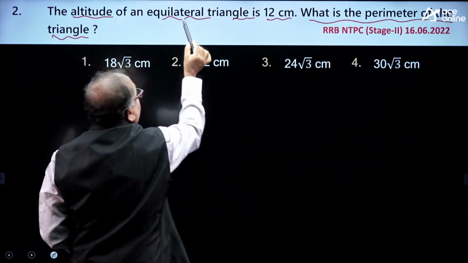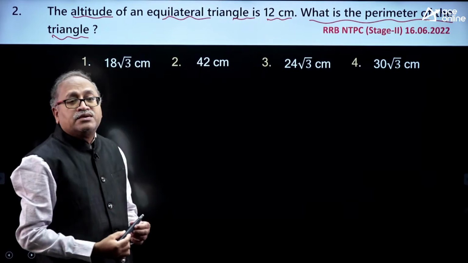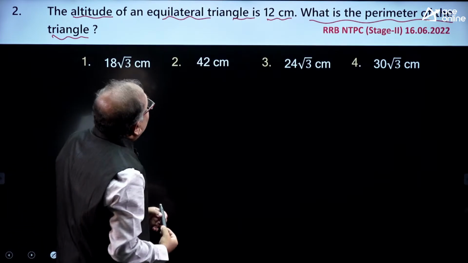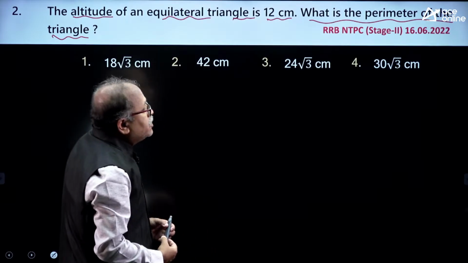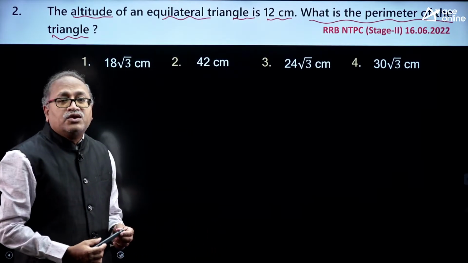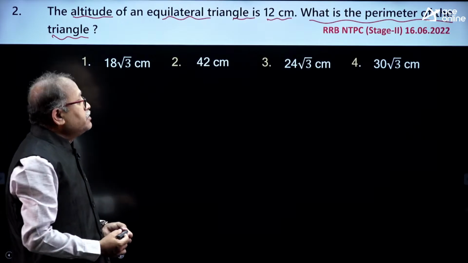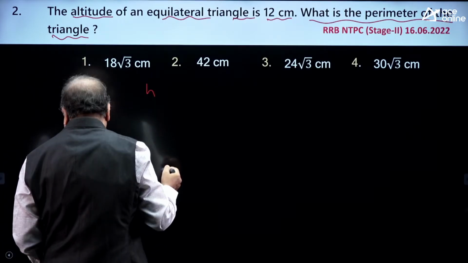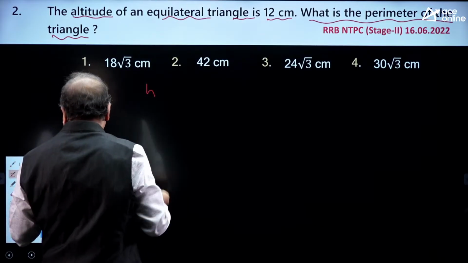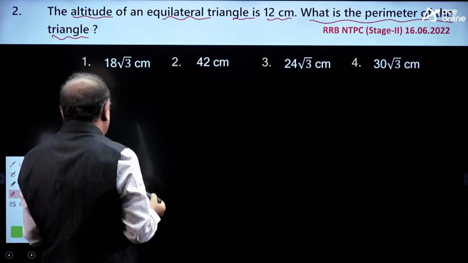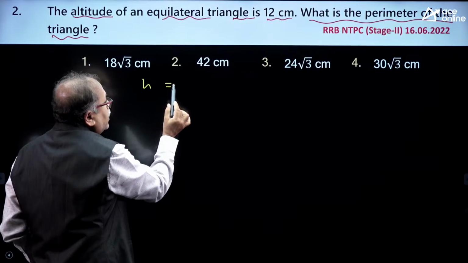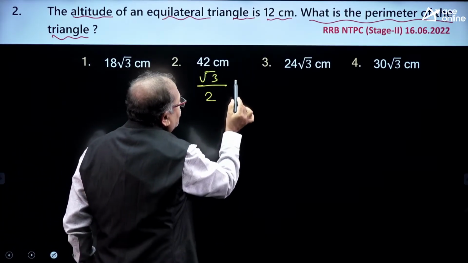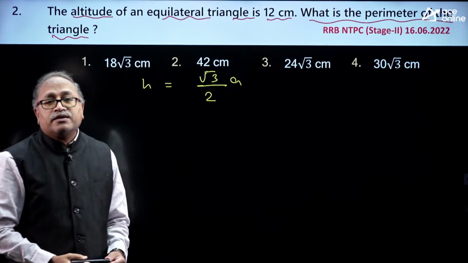So we have the height. Height is given to us. Yes, that's right. And you need to find out what is the perimeter of it. Can you find out? So we have the formula over here for the height. I am just writing this one. In case of equilateral triangle, height is equal to root 3 by 2 a. This is the formula I need to apply.